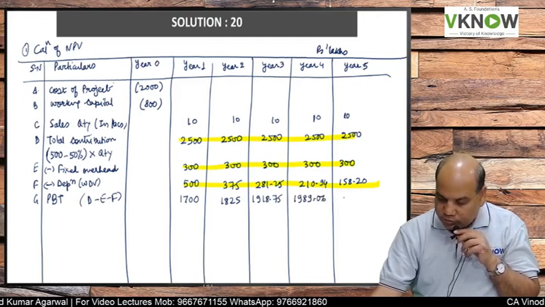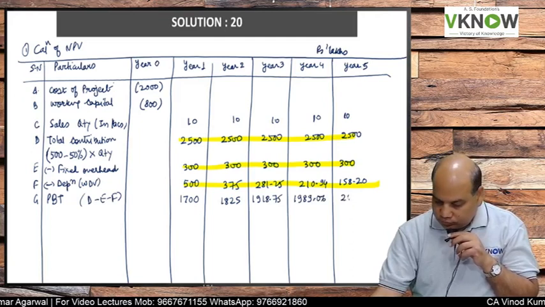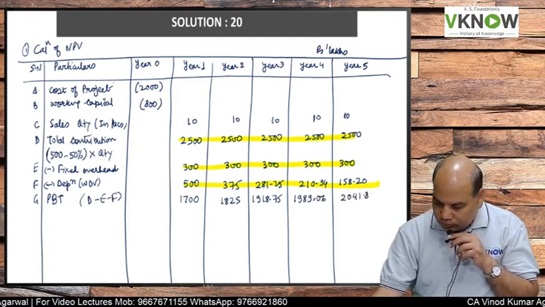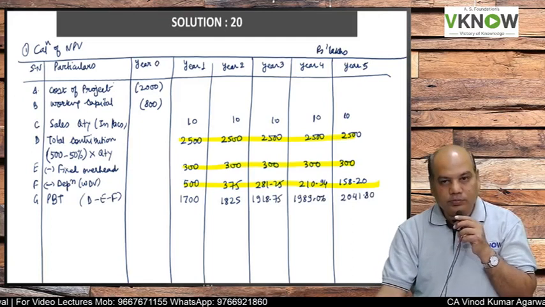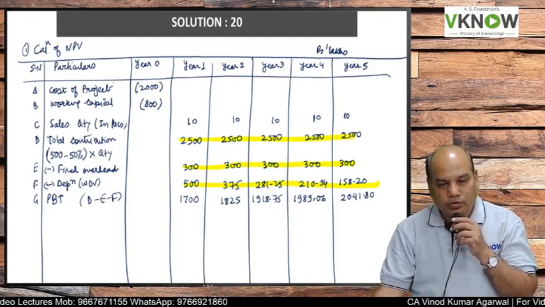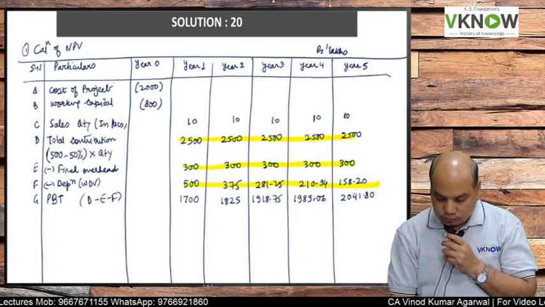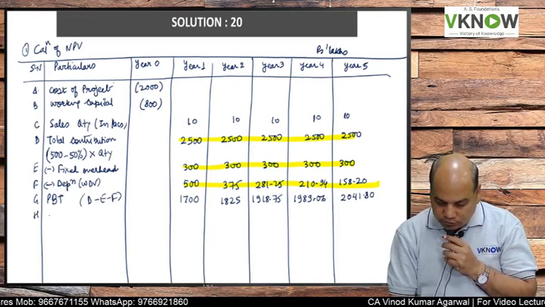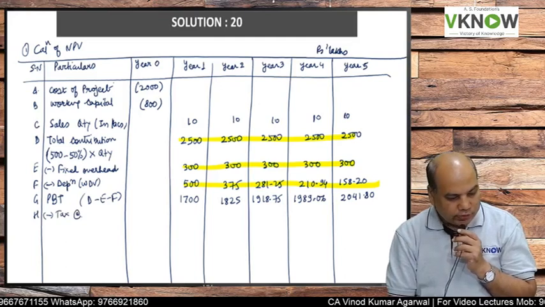1989.06. Very good. Next one. 2041.80. 2041.8. You're getting? Point number H, write down. Less tax at the rate of. What is the tax rate in the problem?